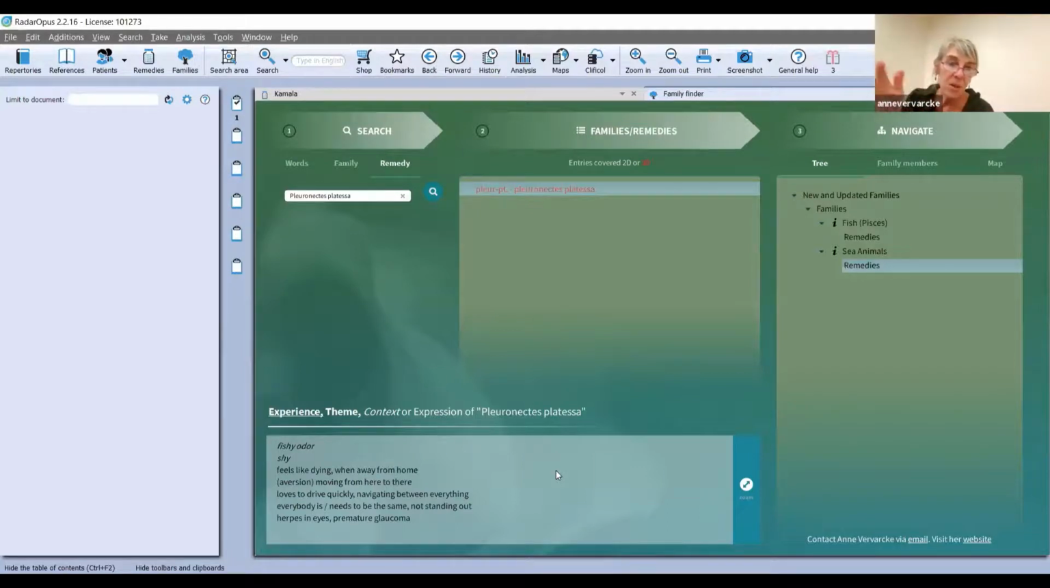So everybody is or needs to be the same, not standing out. Obviously, this would be fish, like this Platessa. That is not a very remarkable one, and in big shoals. Everybody should be the same and should not stand out. And then the herpes in the eye, the premature glaucoma was the physical complaint of one of those patients. So that you don't have to generalize. I'm just writing it. It's one expression. It means one patient had this problem.